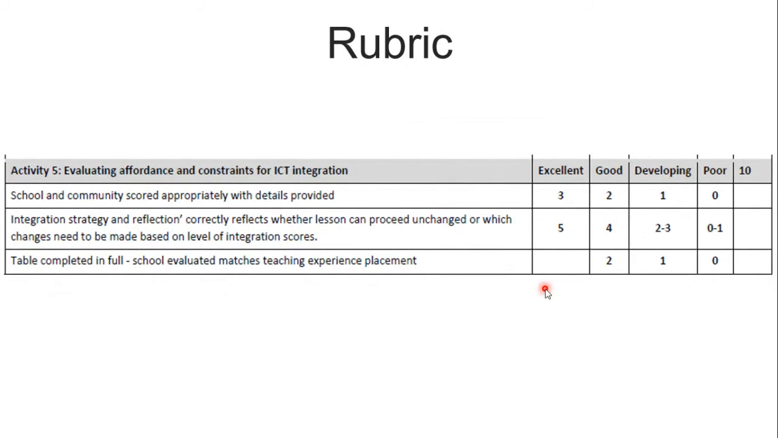The rubric: school and community scored appropriately with details provided, 3 marks. The integration strategy and reflection correctly reflects whether the lesson can proceed unchanged or which changes need to be made based on the level of integration scores. So you would see 5 marks out of 5 marks. So this last part of the table is very important, where you have to give a reflection. Then the table is completed in full.